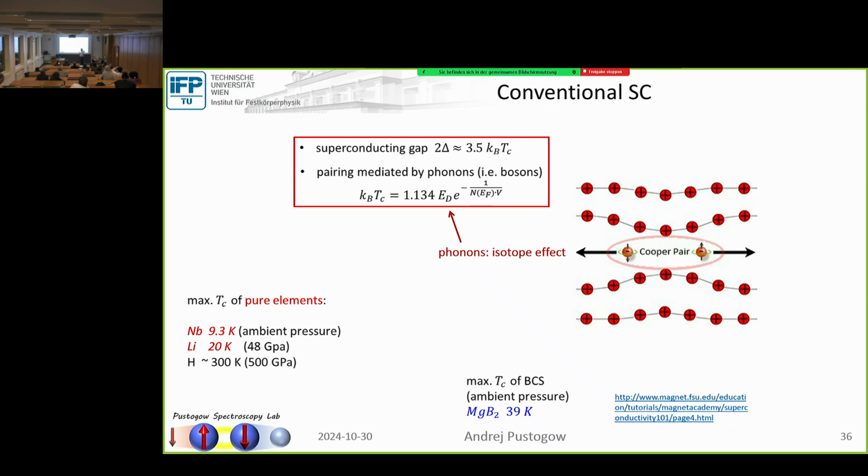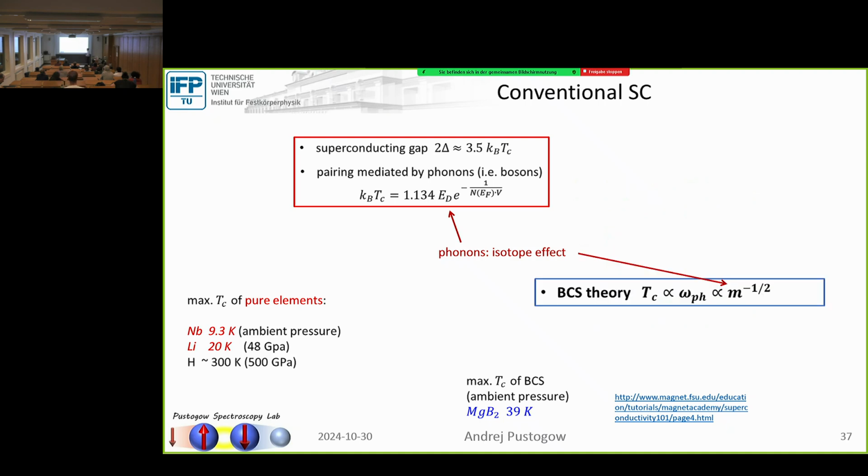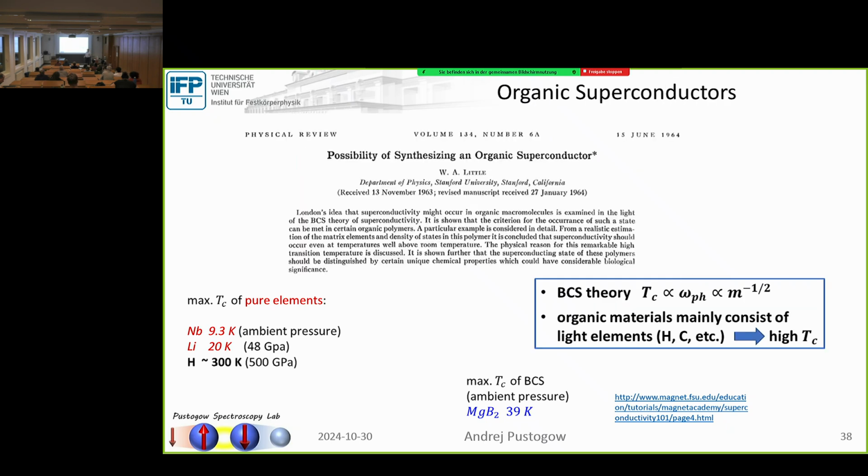The phonon itself shows up in this energy scale here, the Debye energy. If we take lighter atoms of the same element, a different isotope, then we see a change of Tc, which increases, simply due to the relationship that the vibration frequency is proportional to 1 over the square root of the mass. And this brings us to the organic materials, now after a little bit more than 15 minutes.